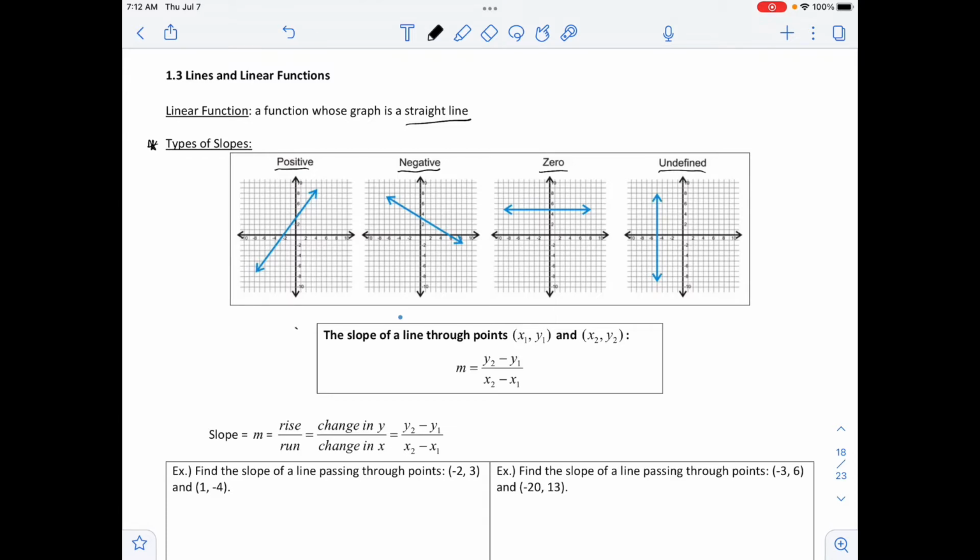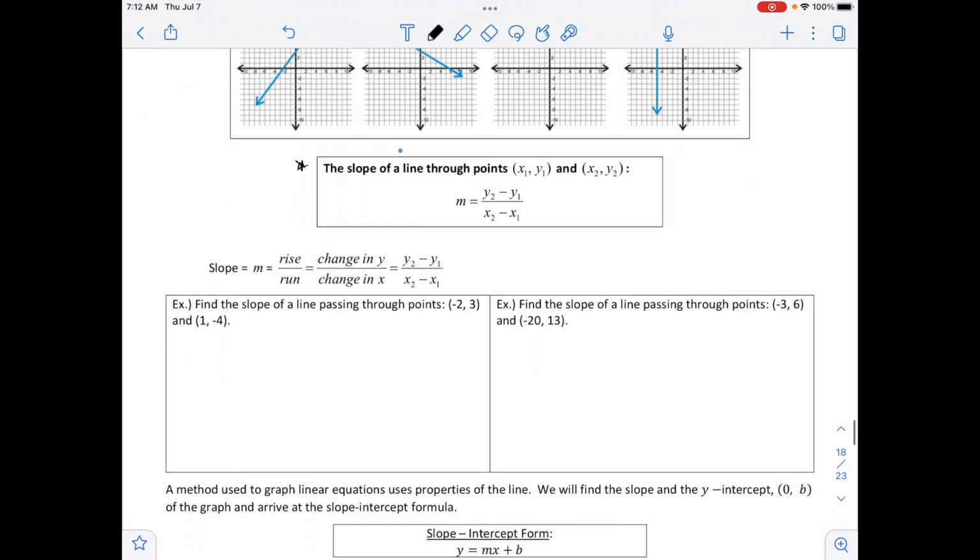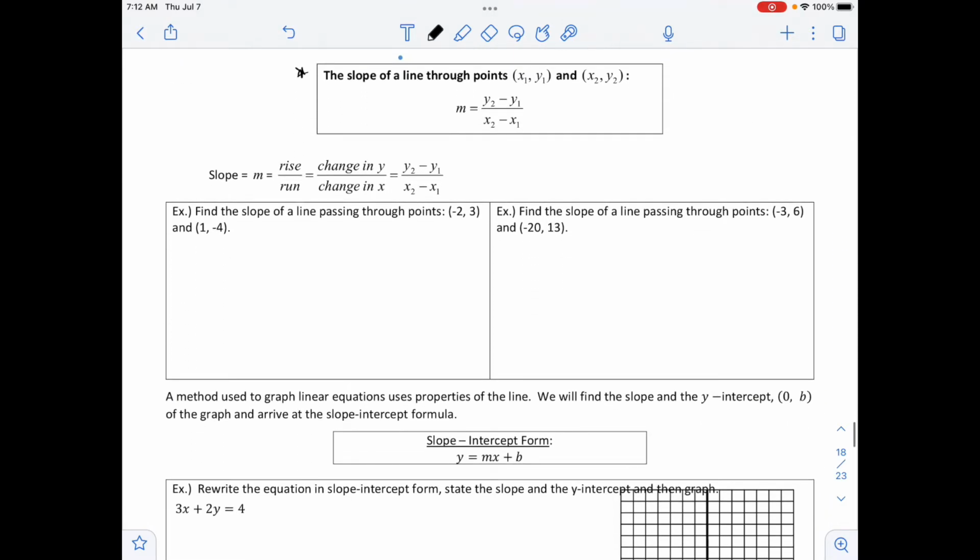The slope of a line through the points (x1, y1) and (x2, y2) can be found by having m, which is the variable we use for slope, equal to (y2 minus y1) over (x2 minus x1). Another way to think about this is rise over run, or the change in y over the change in x. So definitely things to know and should know how to calculate.